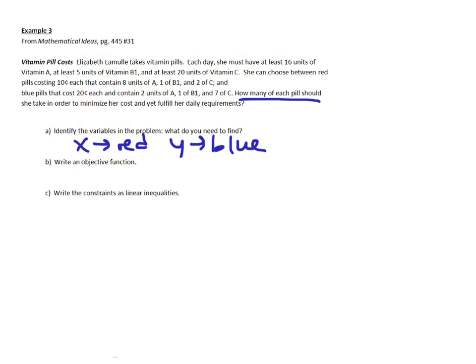All right, and then an objective function. So now we're trying to minimize cost. So cost equals, and we know red pills are 10 cents each. And I will do these in terms of cents just so we don't have to deal with decimals. And blue pills are 20 cents each, so 20 times the number of blue pills that she purchases. And that's what we want to minimize. Okay, now the constraints.